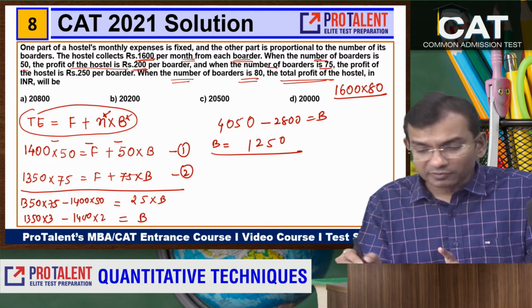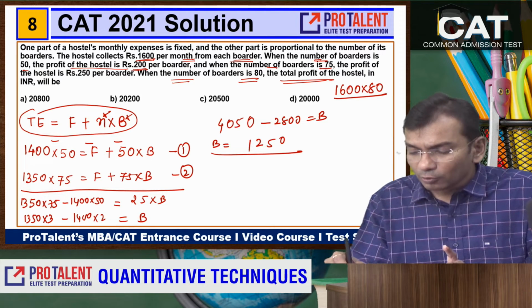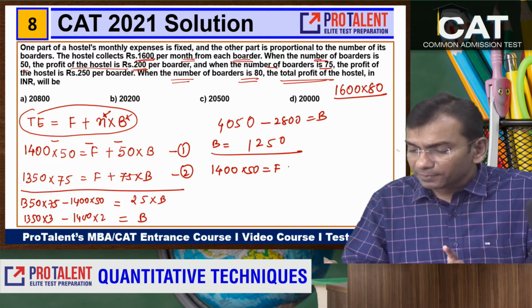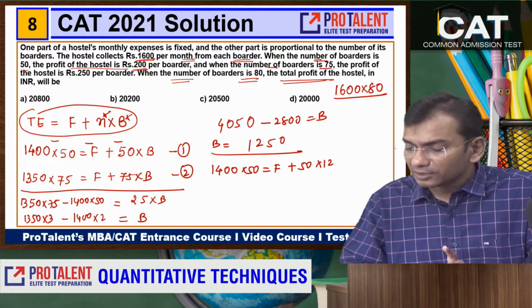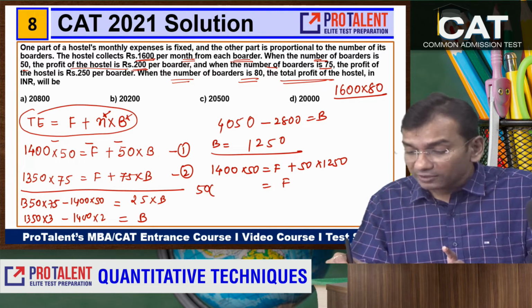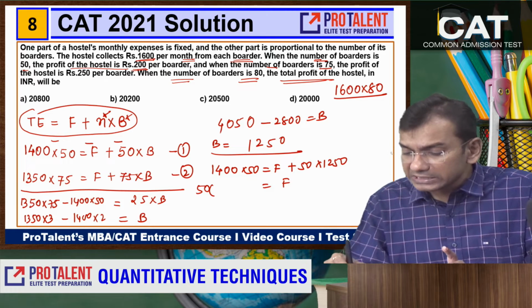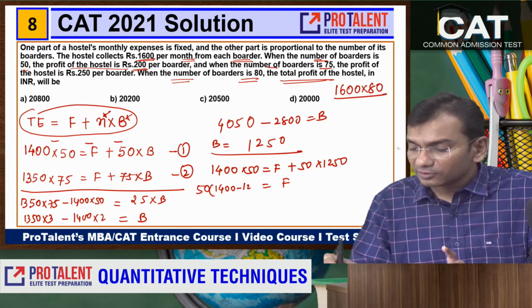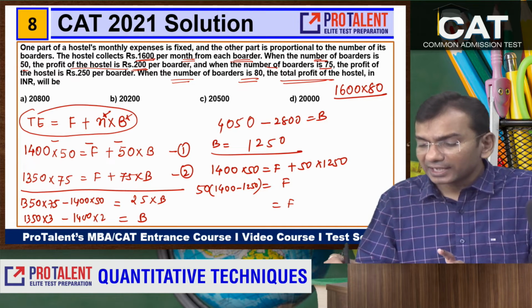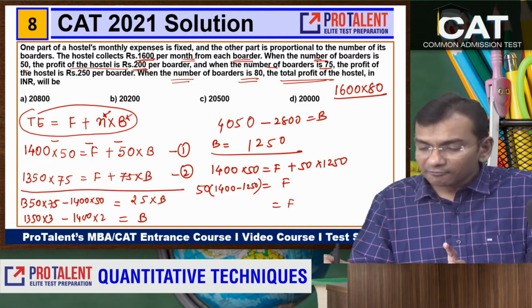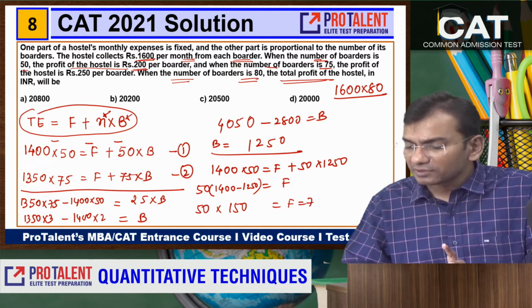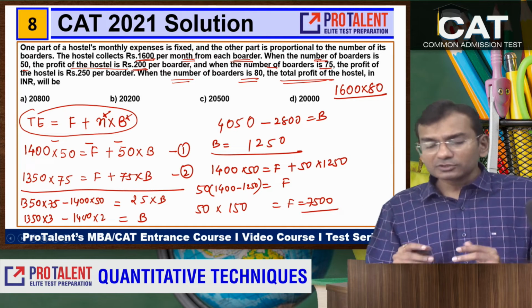ठीक है, मैं इक्वेशन नंबर 1 में डालता हूँ, देखिएगा मैं कैसे कर रहा हूँ उसको. 1400 into 50 is equal to F plus 50 into 1250. So my F would be, 50 कॉमन निकलेगा, 1400 minus 1250. Okay, so my F would be 150. 150 into 50, so that makes it 7500. Okay, so now it is very easy.